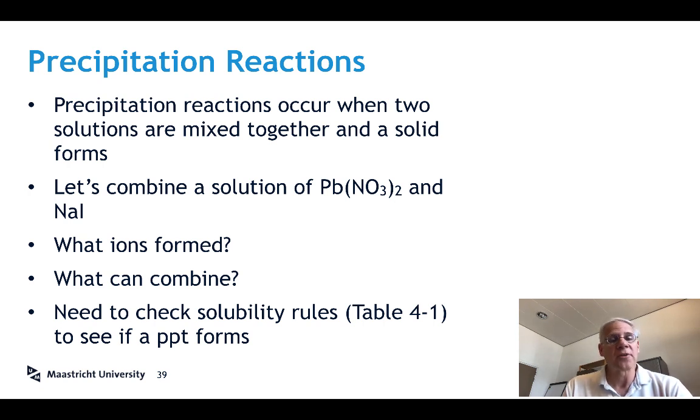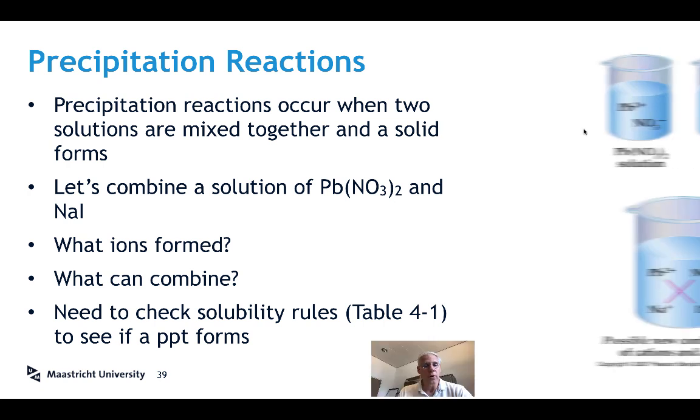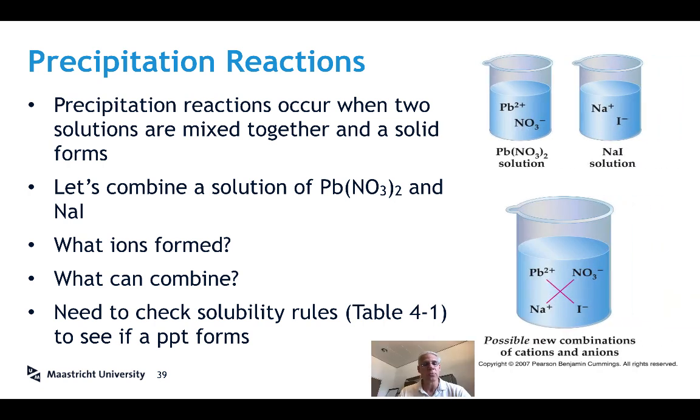One of the more common reactions that we like to do in the lab, they're kind of fun, are precipitation reactions. Precipitation reactions occur when you take two solutions, mix them together, and you get a solid. Let's say we combine a solution of lead nitrate and sodium iodide. We want to ask ourselves what ions are formed. Well, in the initial solution, we have lead and nitrate in the lead nitrate solution, and we have sodium and iodide in the sodium iodide solution.